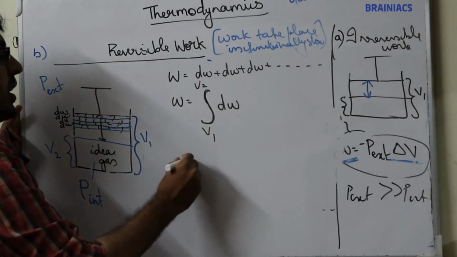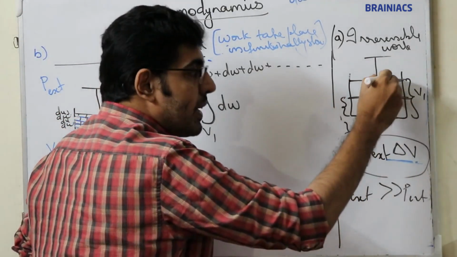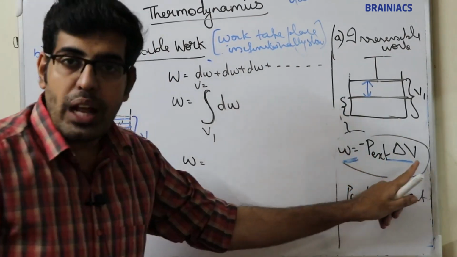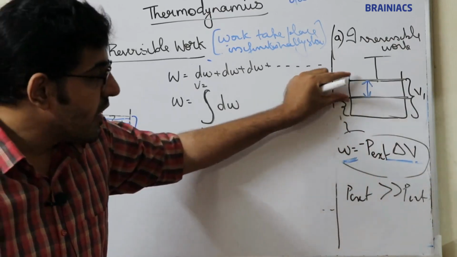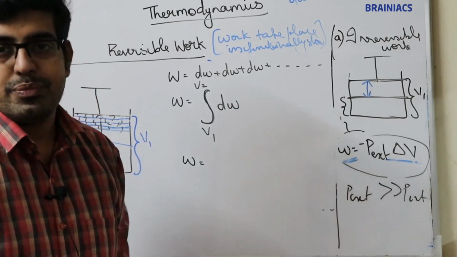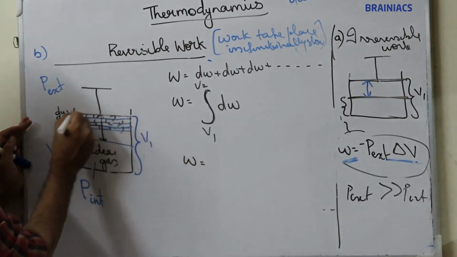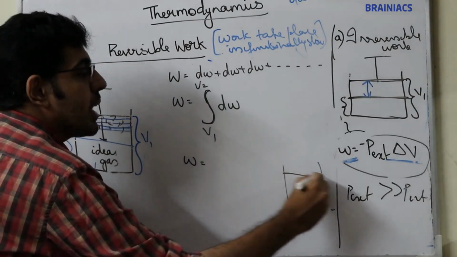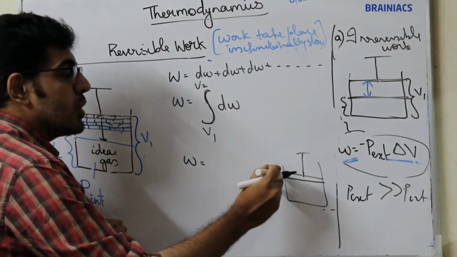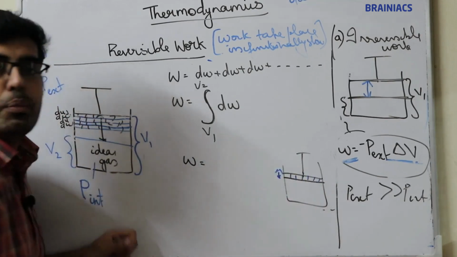Now, if the piston moves from V1 to V2 rapidly in a single step, work done is minus P external into delta V. Here there is a large change in volume, so the work will be large. But here, work done during a single step is very less because the volume change is very less. So work done will be very less.